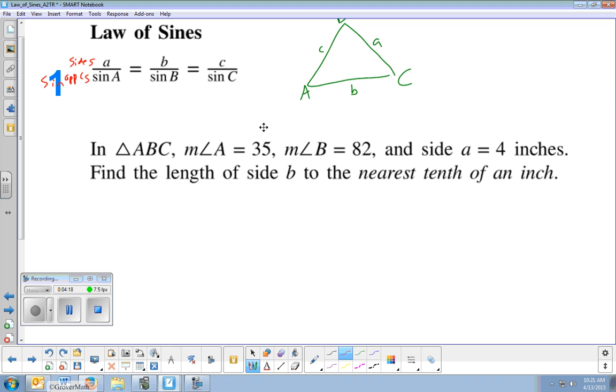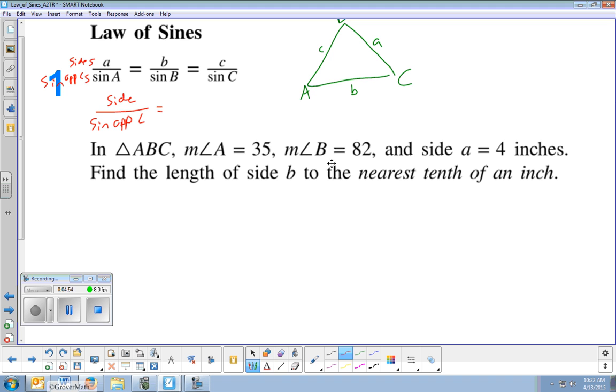Now, does it have to be A, B, and C? Can my triangle be H, Q, and R? Absolutely. That would just make this side H, this side Q, and this side R. And it'd be R over sine R, H over sine H, Q over sine Q. So it's not always lettered, and it's not always lettered at all. But anyway, it's any side over sine of its opposite angle equals another side over sine of its opposite angle.